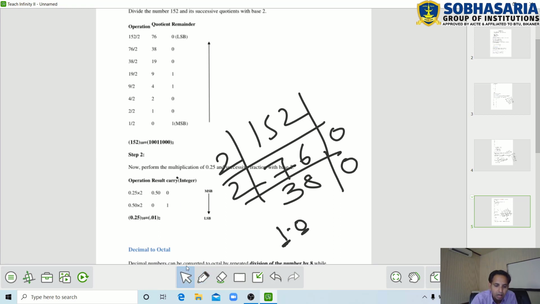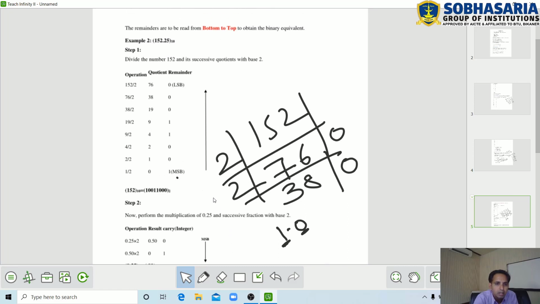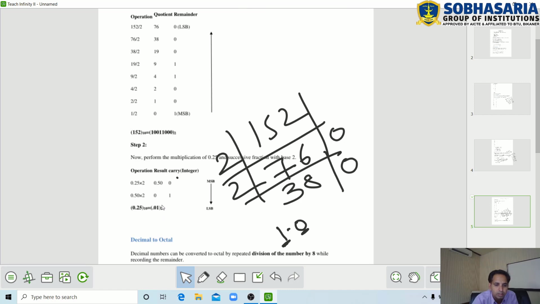And how we write the answer? We write the answer for the fraction part from top to bottom. MSB is this first one, and the LSB is the last digit, and the answer will be written top to bottom. So 0 and 1, and the combined answer will be this one plus this one.